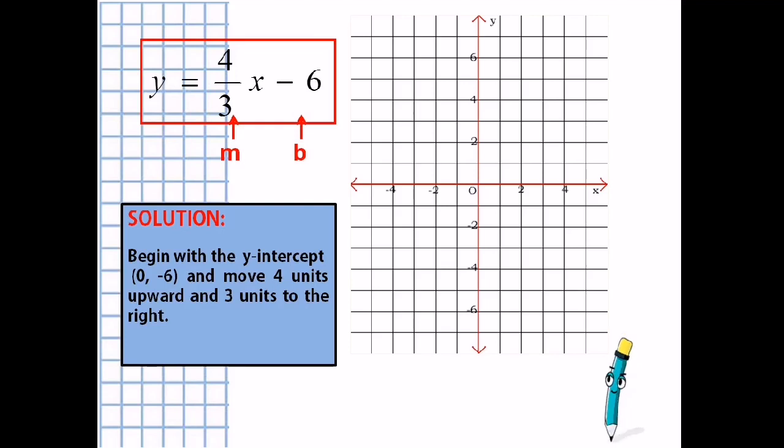So solution, begin with the y-intercept 0, negative 6. So nasa po yung 0, negative 6. So nandun sa may baba. And then from that point, let us use the slope 4/3. Move 4 units upward. 4 units upward, that will be your rise, and then 3 units to the right since our slope is positive, that will be your run. And then plot the point and then draw a line that passes through the 2 given points, and then that will be the graph of the line.